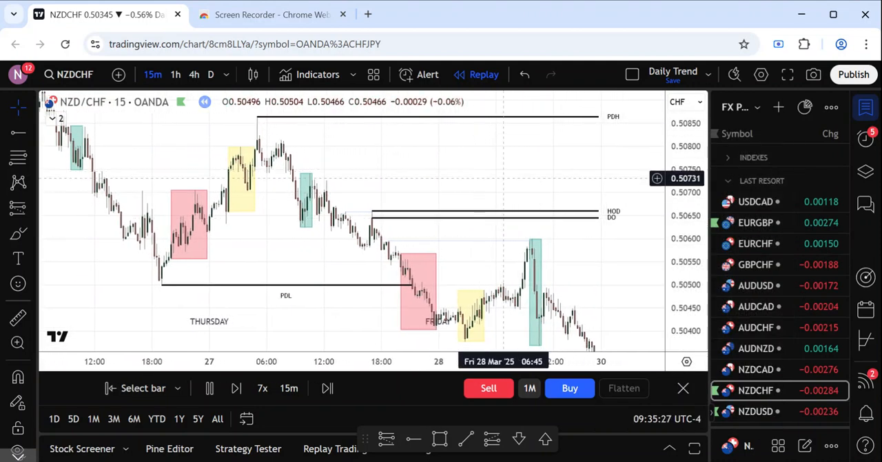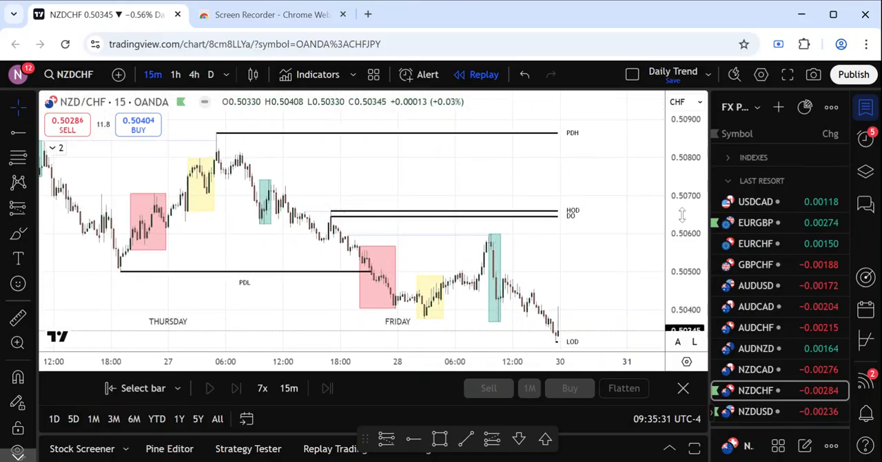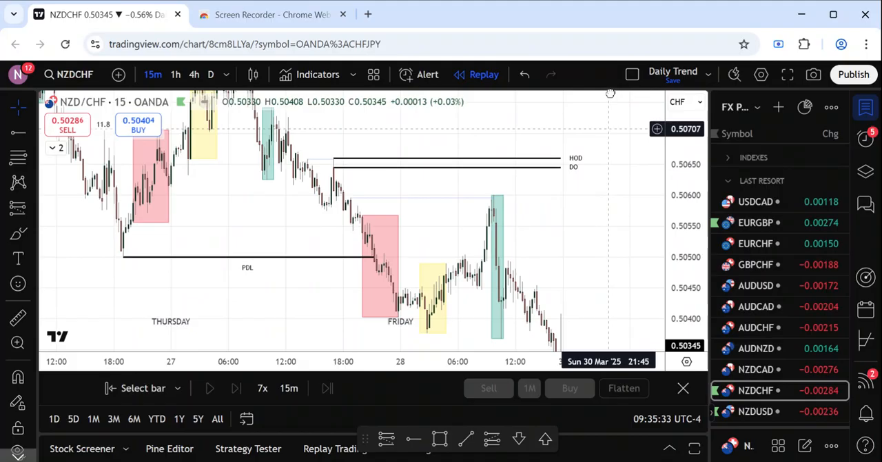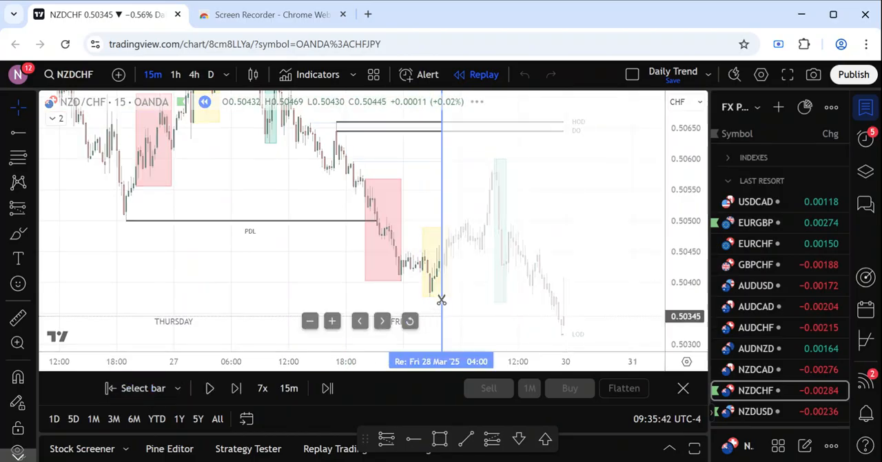There we go. See, this is a good example of just having good risk management. Because here's what I saw. See, money candle, initial money candle. Let me go back a little bit. The initial money candle was right here in London.